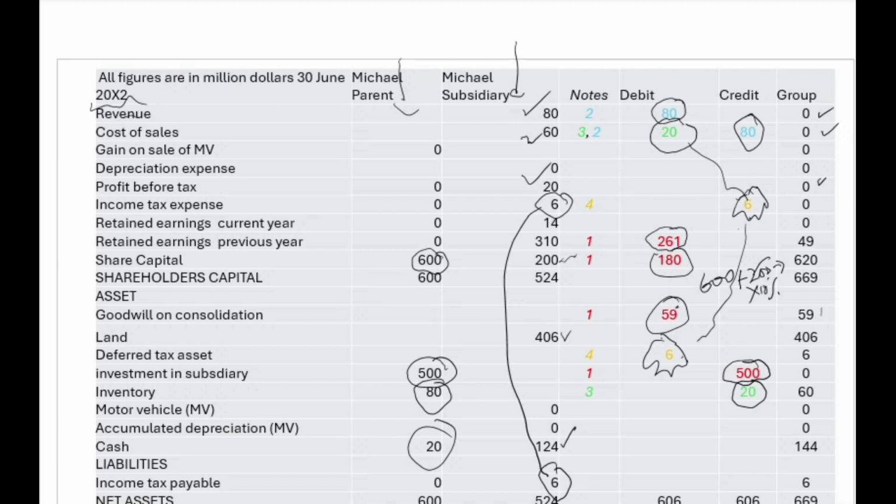And there is goodwill on consolidation, there's land, there is deferred tax asset resulting from the consolidation journal entries. There is inventory at original value of 60 million, and there is income tax payable of 6 million. So it is this income tax payable that is now corresponding with the deferred tax asset. The cash situation has increased. So net asset situation in the group is 669 million.